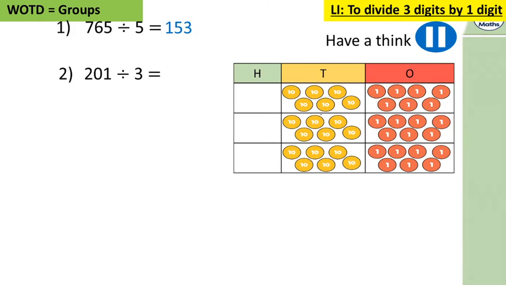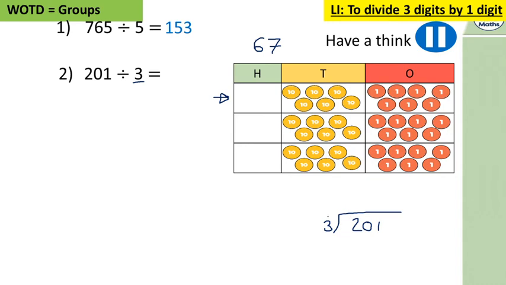So I've got 3 rows because I'm dividing by 3. 201 divided by 3. So I've put those in the place value columns, and you can see the answer already. In this one row, in one group, you have 6 tens, 60, and 7 ones. So the answer is going to be 67. Let's see if we get 67 here.